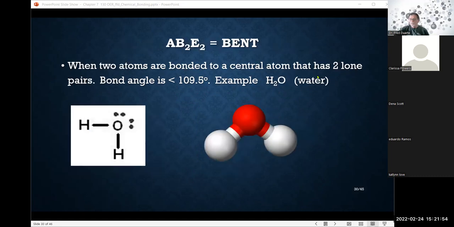An interesting one is water. Water has a general formula of AB2E2, telling us that there are two lone pairs of electrons on the central atom and two bonded pairs. And this bond angle right here is much less than our standard 109.5, because again, these two lone pairs now take up even more space. There are four electrons in there repelling each other, so it's really forcing that bond angle to squeeze down.